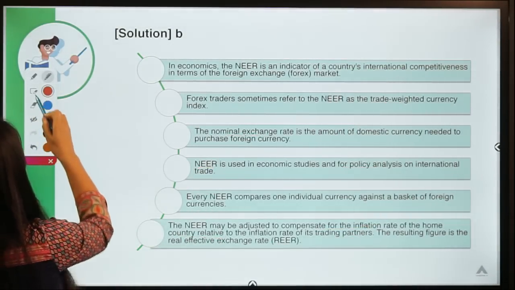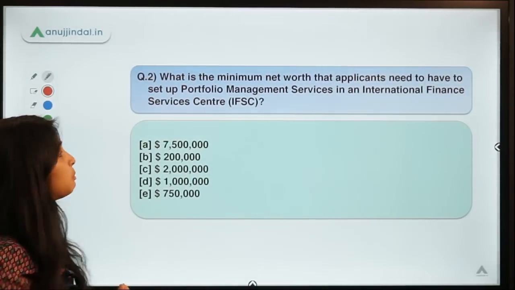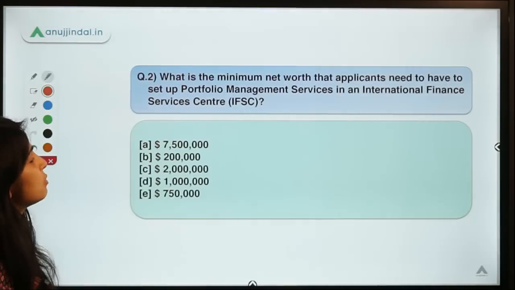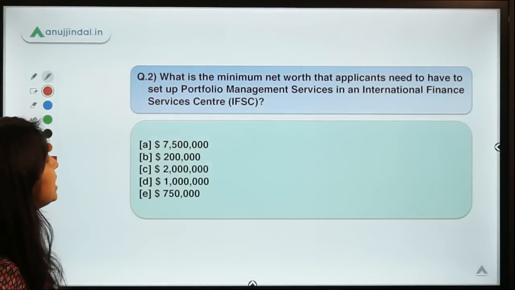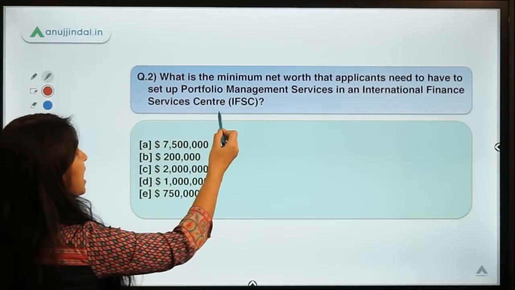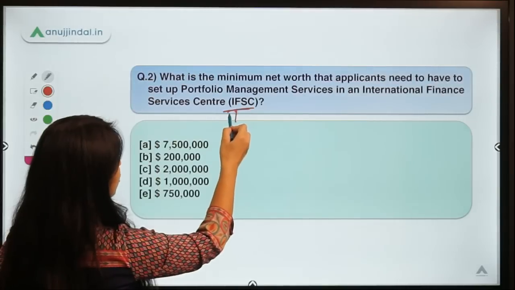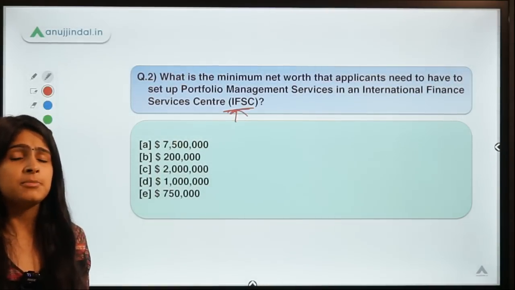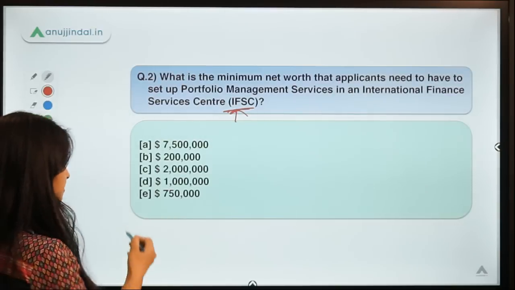So moving ahead to question number 2. And here is your question number 2 for today. It seems like a simple question. What is the minimum net worth that applicants need to have to set up portfolio management services in an International Finance Service Center? So IFSC, we have discussed this term a lot in our sessions. I hope you all remember. If you don't, then you can comment on the video below for the link, and we'll try to provide you with the link as soon as possible.